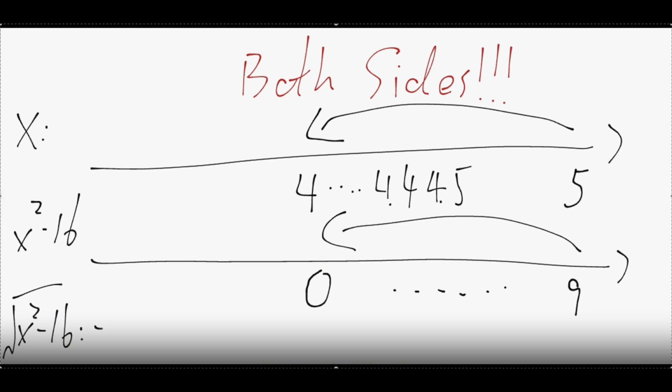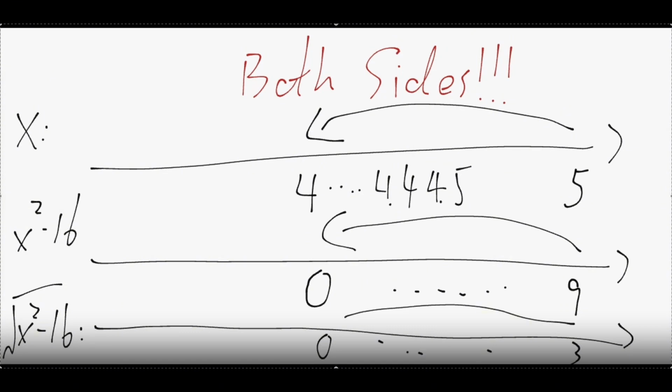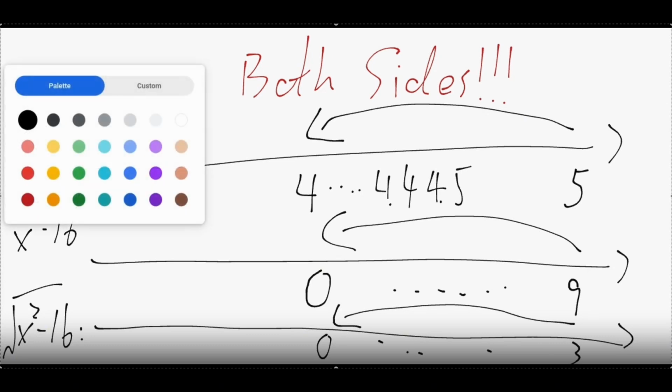So the square root of x squared minus 16 is approaching from 3 to 2, to 1, to 0.5, maybe to 0.01, 0.001, all the way to 0.